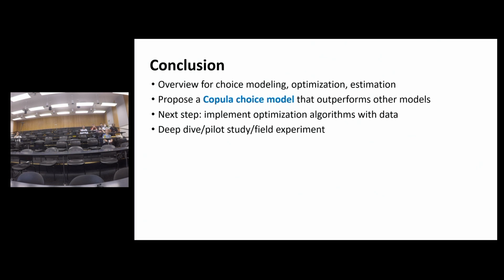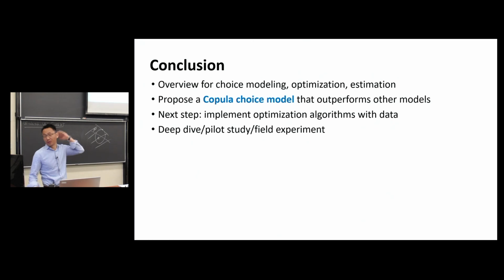Just very quickly to summarize, we go over the literature about discrete choice model applications in revenue management, especially in the hotel business. We propose a new model, the copula choice model. Our preliminary study shows it does a better job in terms of fitting data and describing customer choice behavior. I think this model has a lot of potential in terms of estimation, optimization, and increasing the revenue and the profit for firms.